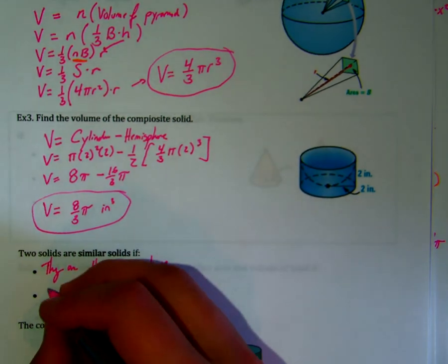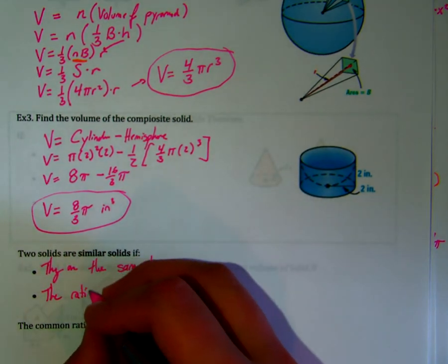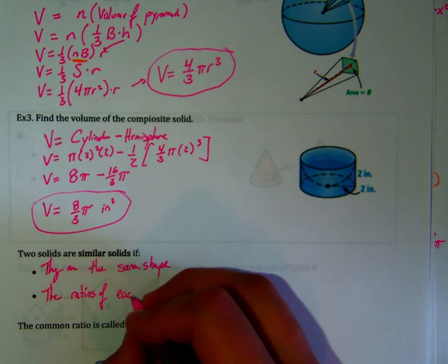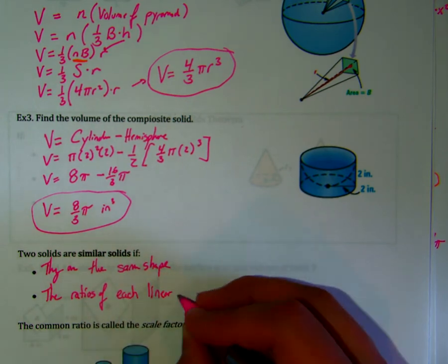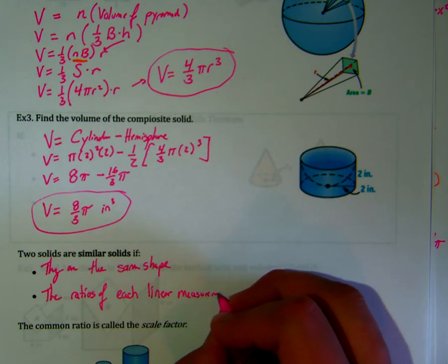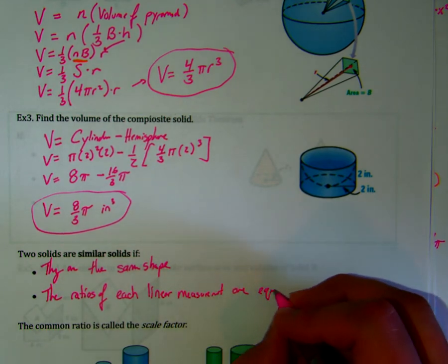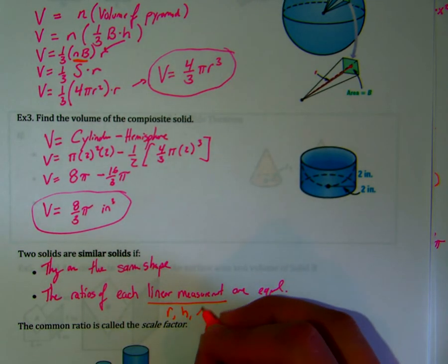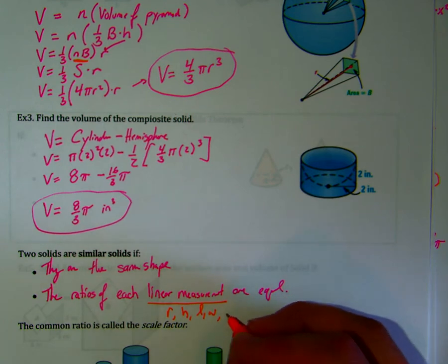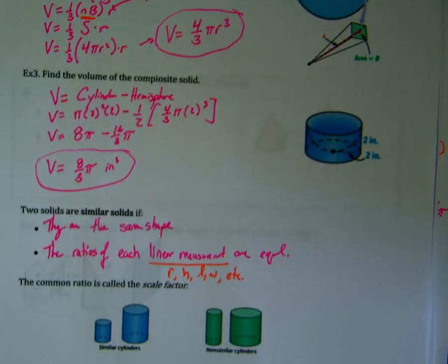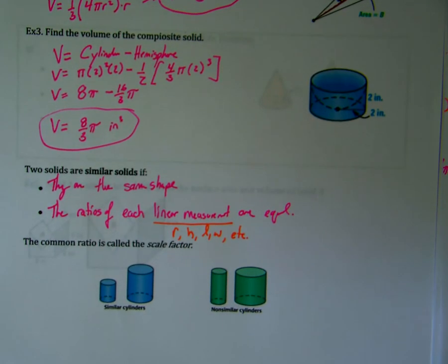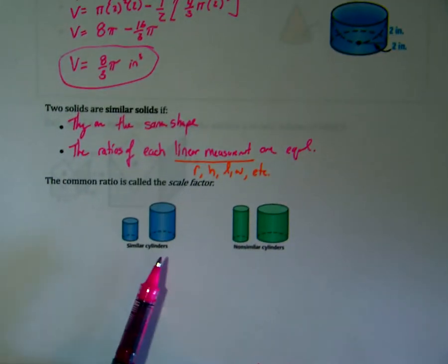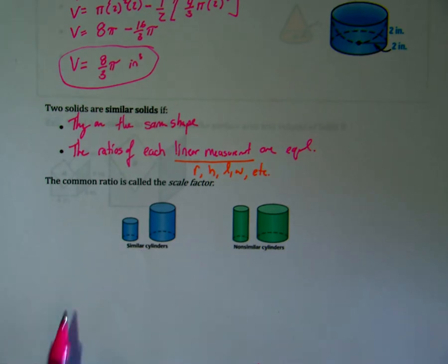And then the ratios of each linear measurement are equal. Now, the linear measurements are things like radius, height, length, width, etc. Okay, so any one-dimensional unit that you'd be using to measure the shape, all of those ratios have to be the same. Okay, so here these cylinders would be similar.